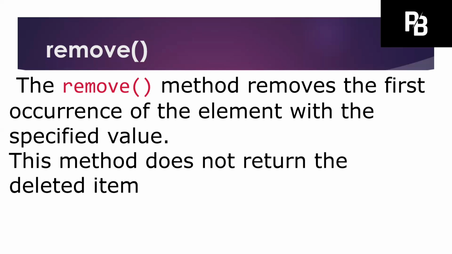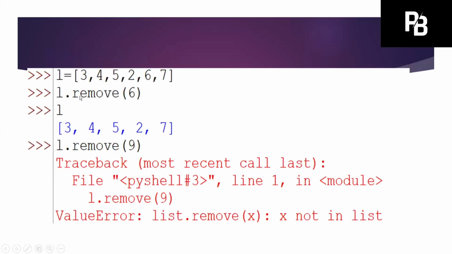3 occurs in your string 4 times or 5 times. It may be possible. But that deleted the first occurrence of the 3 only. And the pop function returns the value, but this remove function does not return any deleted value. Let's check the example. I write L dot remove 6.